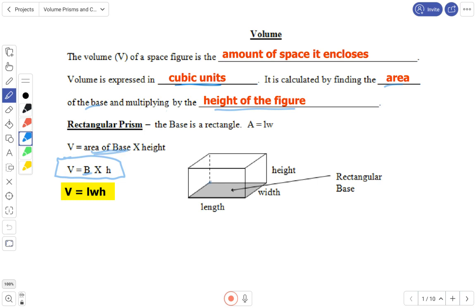So if we look at our rectangular prism, the base shape is a rectangle. So to find the area of a rectangle, we would do length times width. And then, since we're doing volume, you're just going to multiply it by the height. It's like you're taking this base rectangle and stacking it up on top of itself. That's why you multiply it by the height. So this is the formula that you can memorize to find the volume of a rectangular prism. Length times width times height.